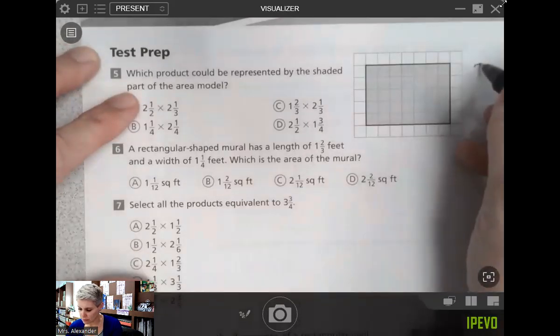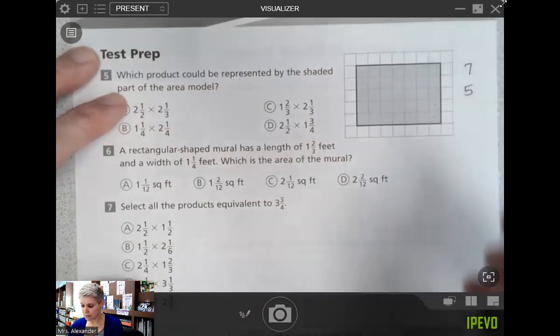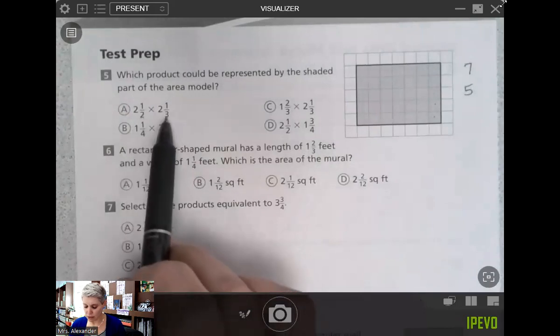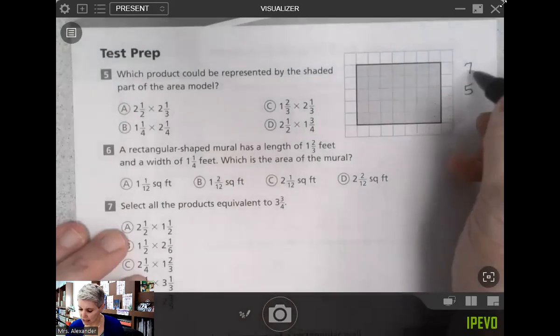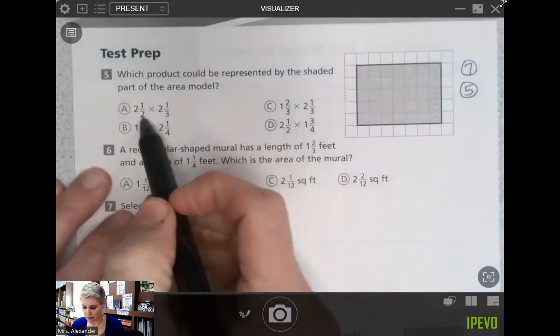I'm going to mark that up here just for me to remember. And I have 1, 2, 3, 4, 5. So the reason I'm thinking about those numerators is because I would have these improper or these mixed numbers change to improper fractions. And then I should have a fraction that has a numerator of 7 and a numerator of 5. So let's see what happens.